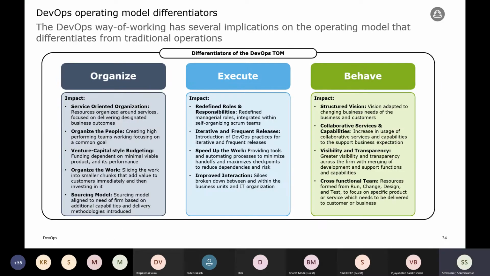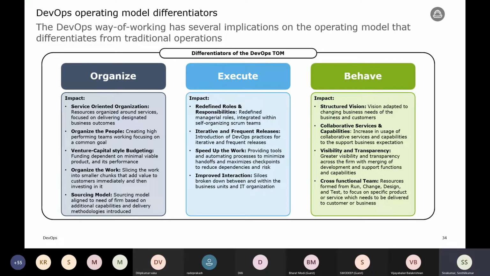And the DevOps operating model differentiator. So as I said, organization, execute, behave. If you take organization, these are already predefined, like service orientation organization around people, venture capital organization around the work, and so on. So these are the various types of impact in terms of the difference in the target operating model.